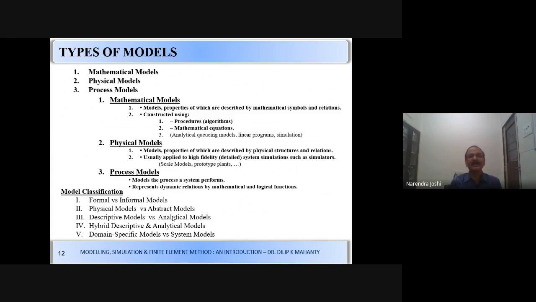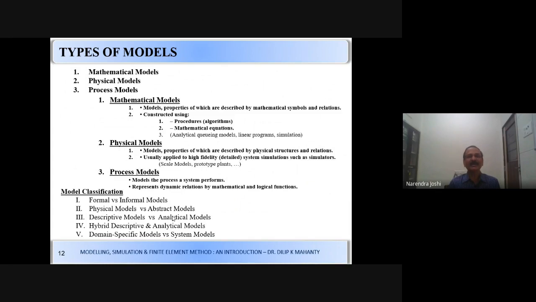Physical models are basically real models, possibly a toned down version, a scaled up or prototype kind, where we ignore certain things which are not very important to try to understand the system. Process models basically represent dynamic relations between mathematical and logical functions, and most of the time this third model is used in our manufacturing industry, chemical process, or where time is very important.